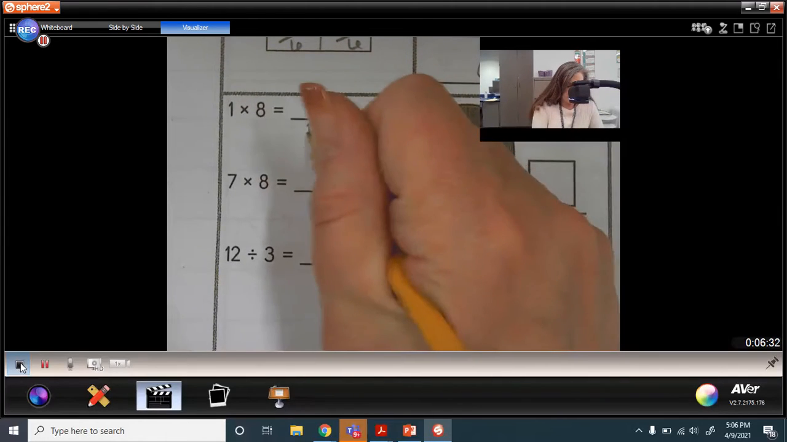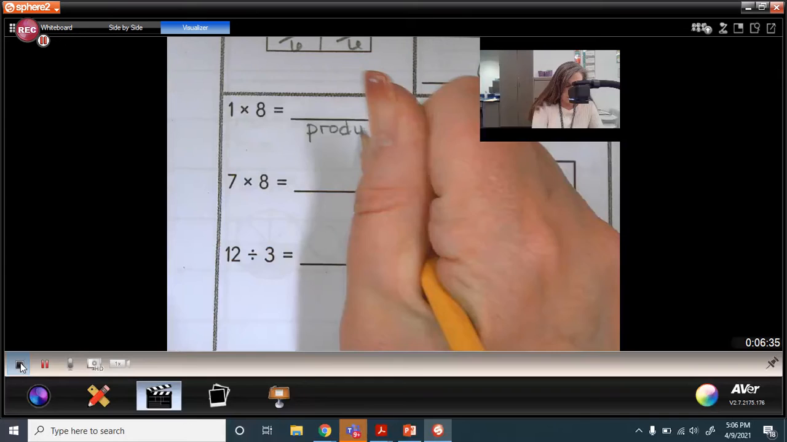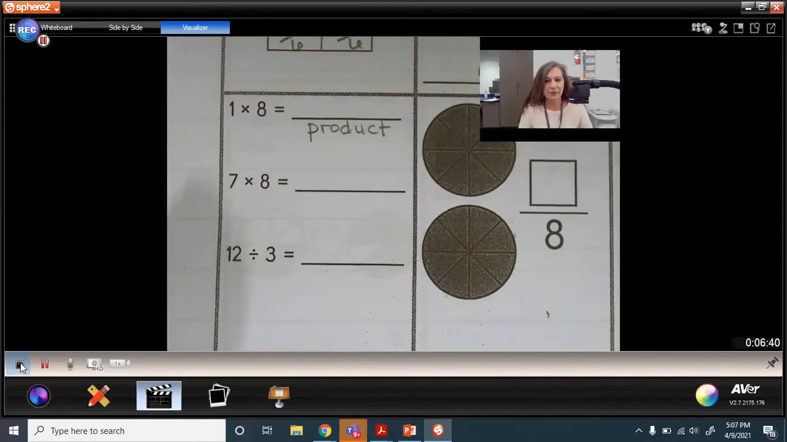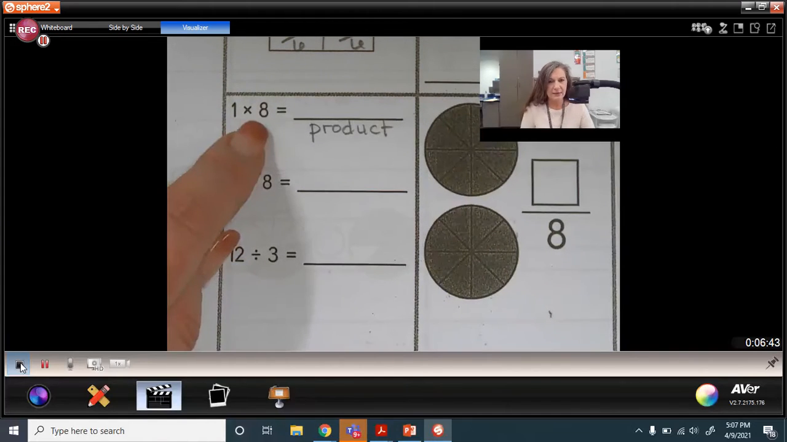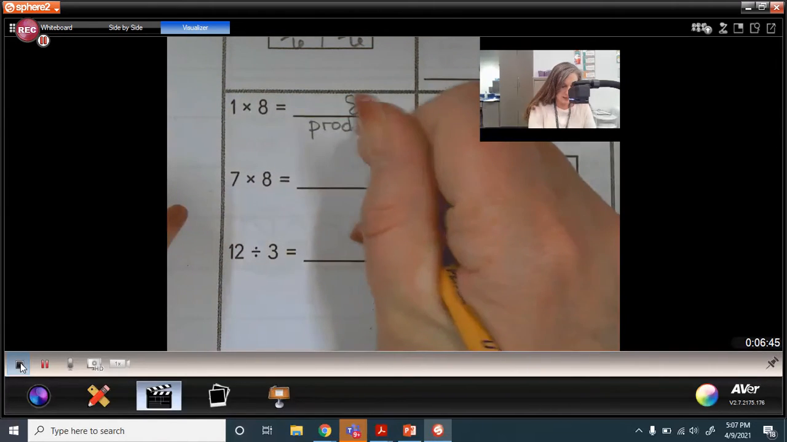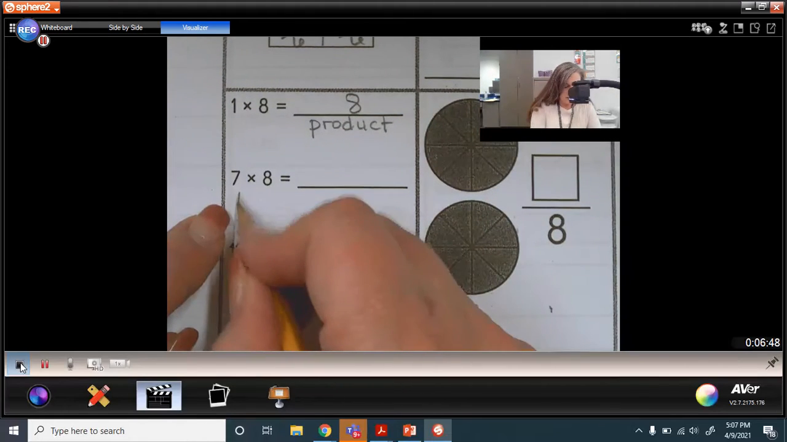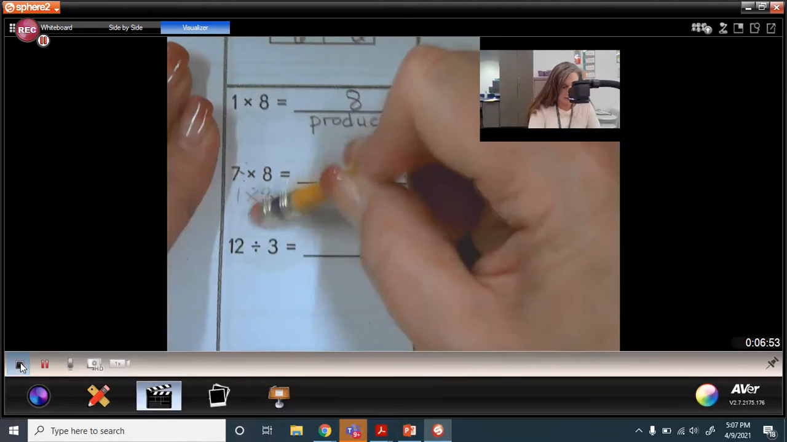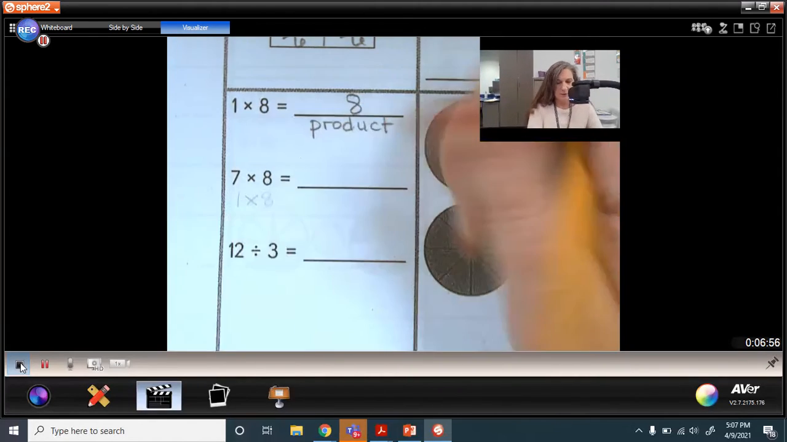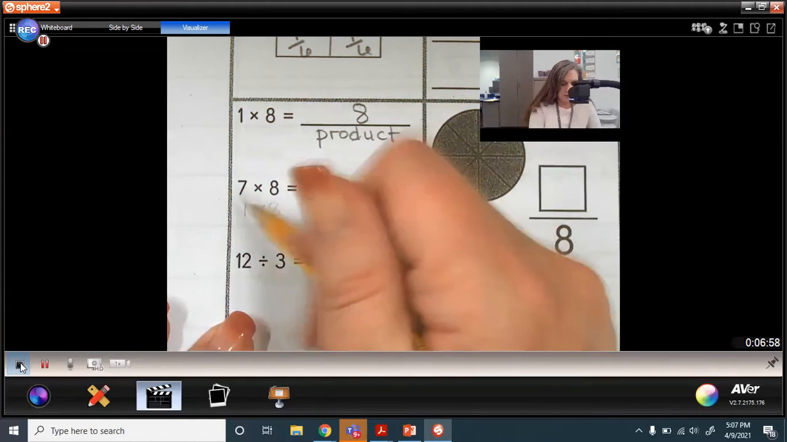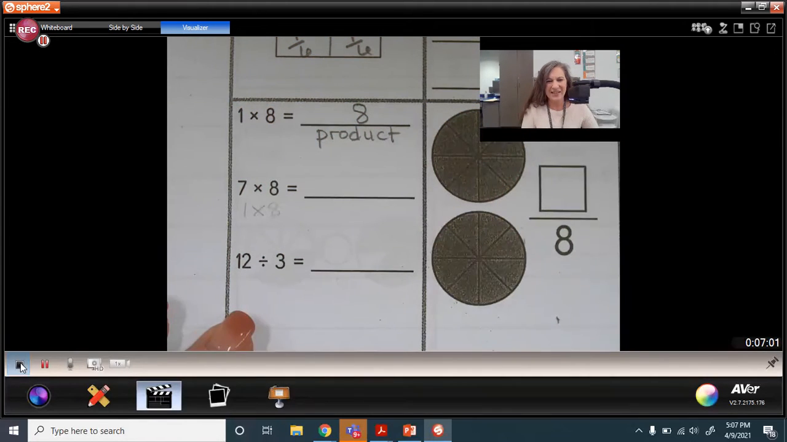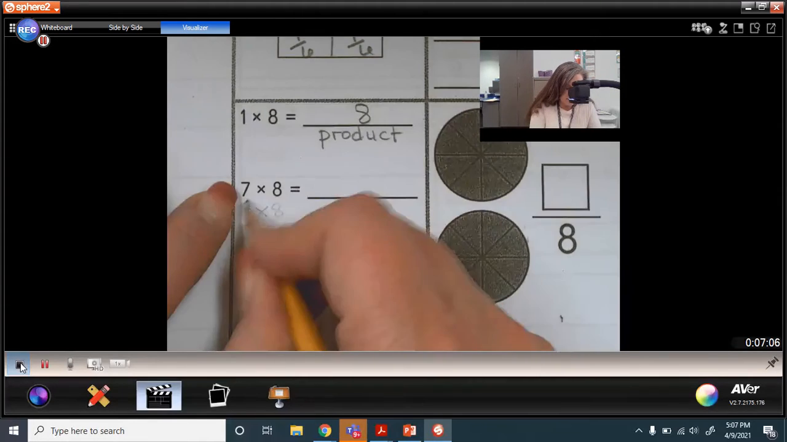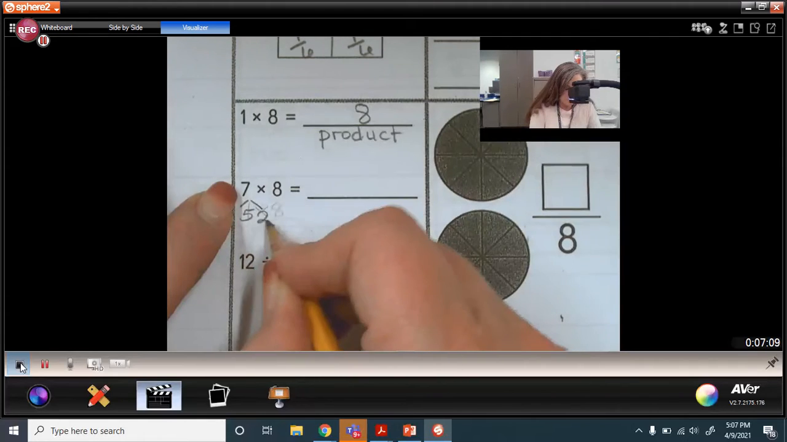We are looking for the product, and remember your product is the total number of objects when you put the groups together. So I have one group of 8, which is going to be 8. Actually, maybe I should break this up a little differently. If we don't remember, we can use our distributive property and break up one of these factors to make it easier for us. And I like to break up 7 as 5 and 2.